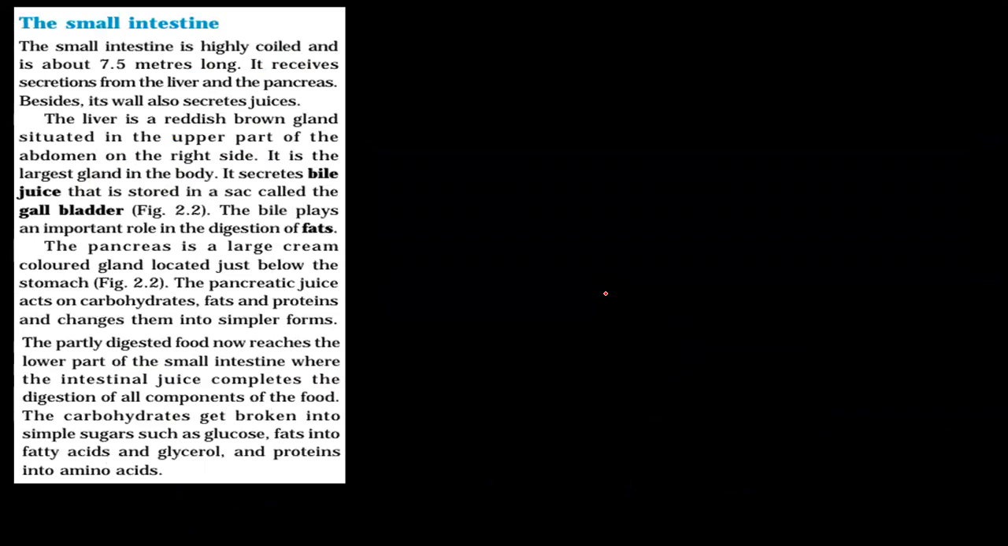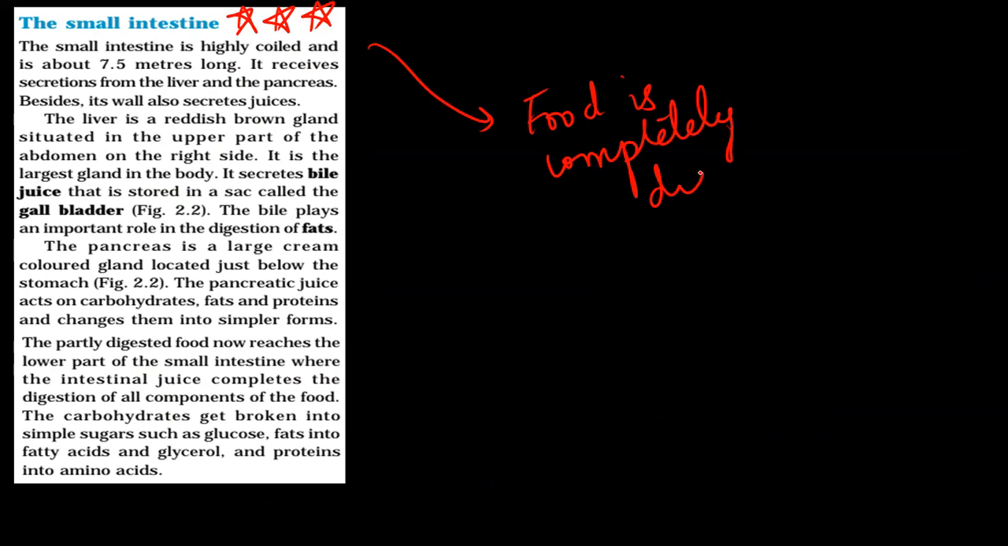And the small intestine, this is very, very important. Why is it so important? Because food is completely digested here. Complete digestion of food takes place in the small intestine. All components, fats, proteins, starch, everything is broken down into simple substances ready to absorb. Now, as I said, ingestion completed, digestion will be completed here.